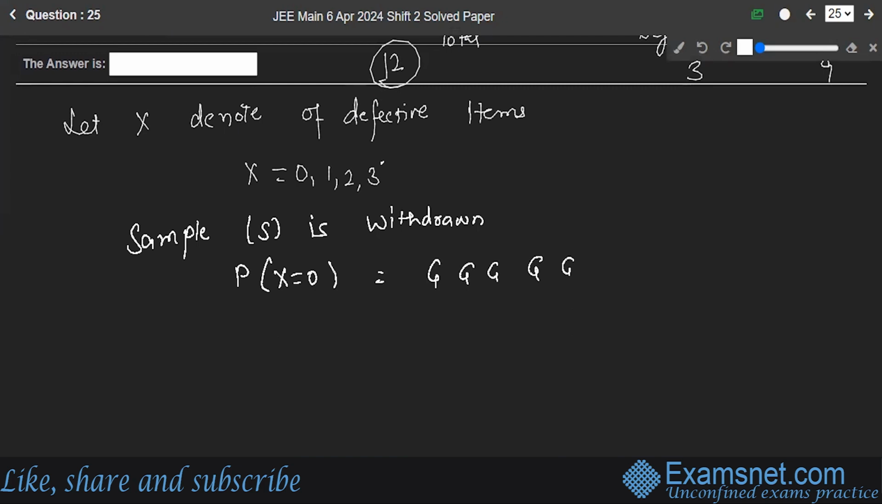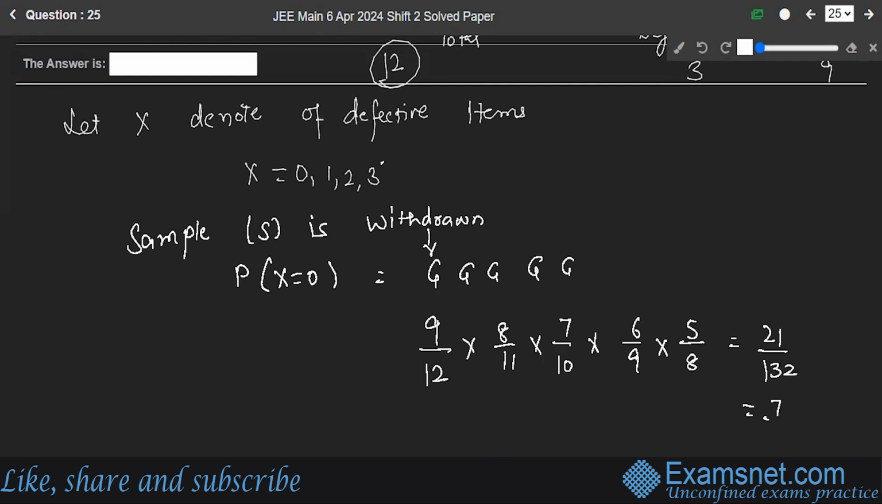Good, 5 times, this will give me the good items. Out of these 12 items, 9 are the good items. So the very first probability of picking a good item is 9 out of 12. The second one, since 1 has been picked, will be 8 out of 11. Then 7 out of 10, 6 out of 9, 5 out of 8. This is 21 upon 132, which is equal to 7 upon 44.